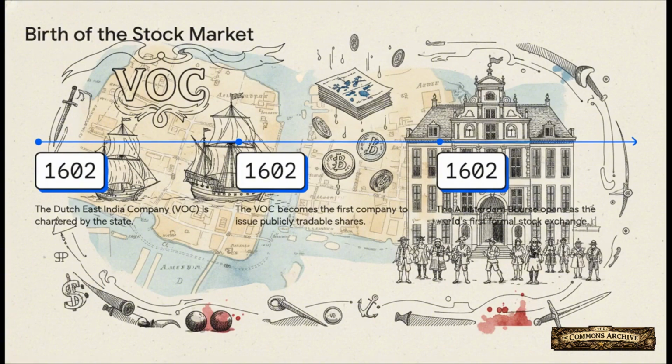The year is 1602. In Amsterdam, three things happen almost at once that change the world forever. The Dutch East India Company, the VOC, is created. It becomes the very first company to issue shares that could be bought and sold by the public. And to trade them, the Amsterdam Bourse opens its doors as the world's first formal stock exchange.